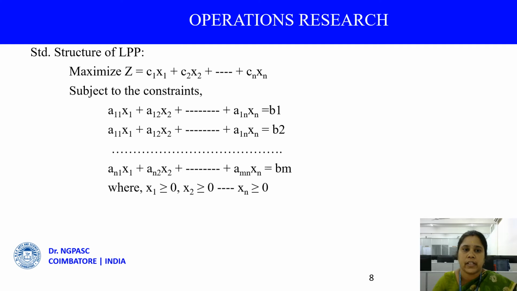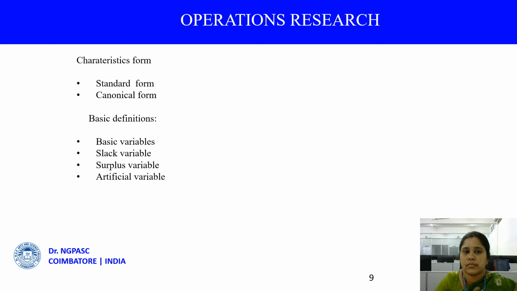Therefore, here the objective function to be maximized is Z equal to C1 x1 plus C2 x2 plus etc. up to Cn xn, and subject to the constraints written as the first equation, then the second equation, up to the last equation, all of equality type. Then the last, third step is the non-negativity restrictions, defined as x1 greater than or equal to 0, x2 greater than or equal to 0, up to xn greater than or equal to 0.